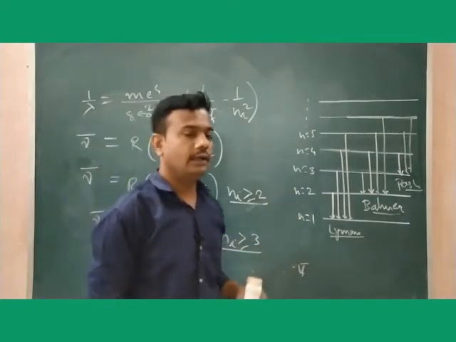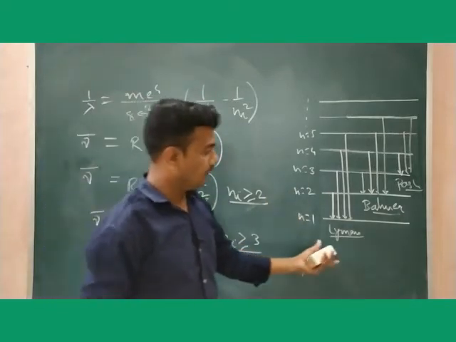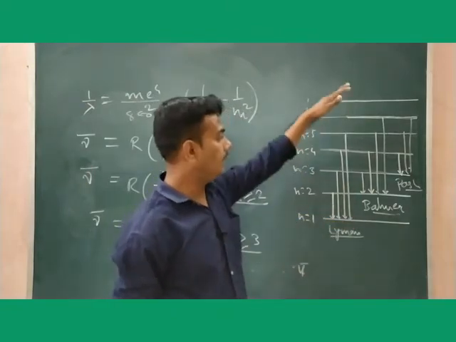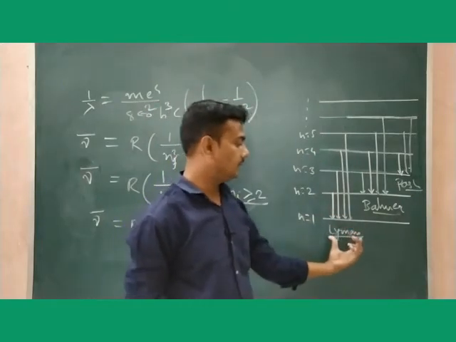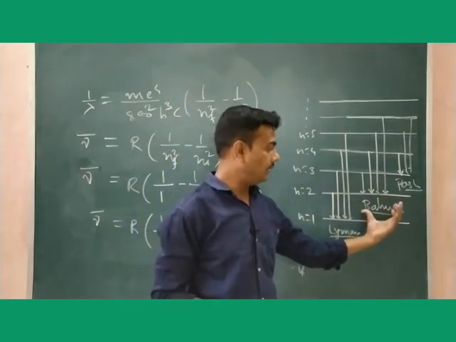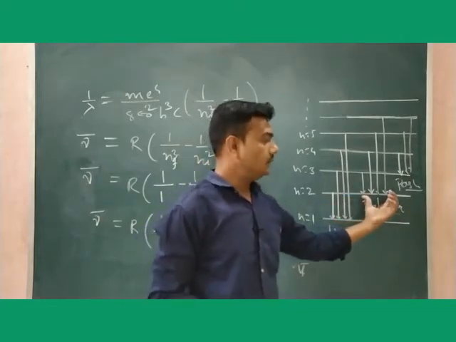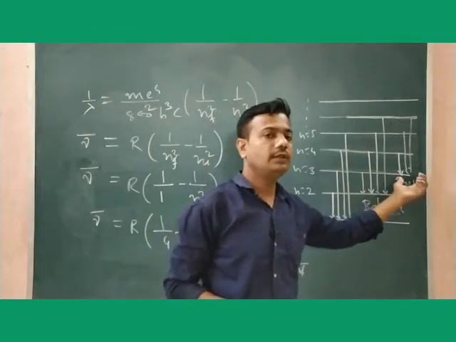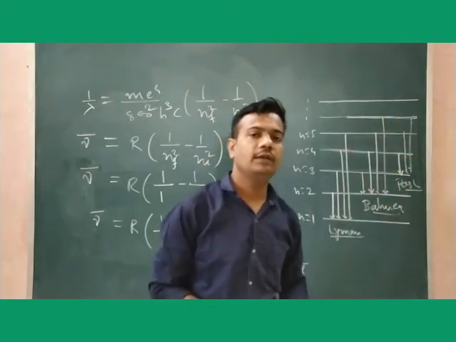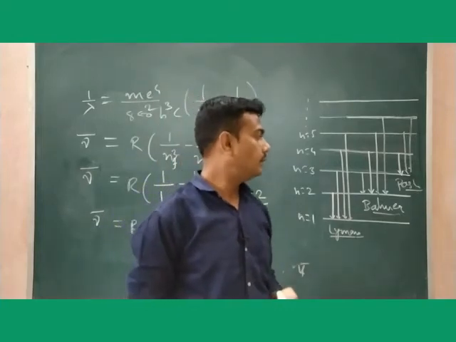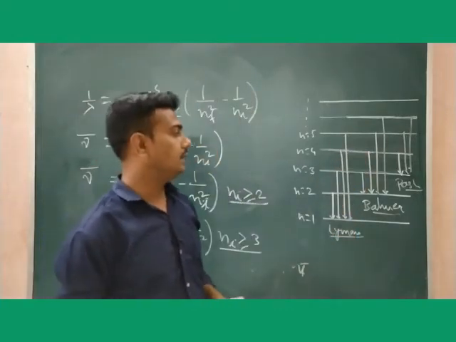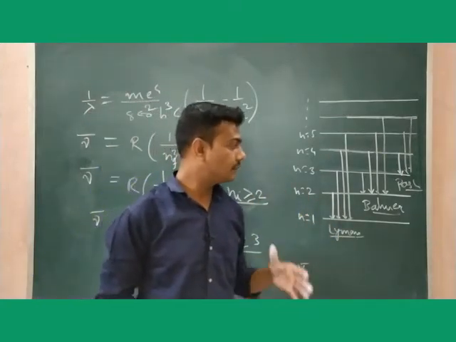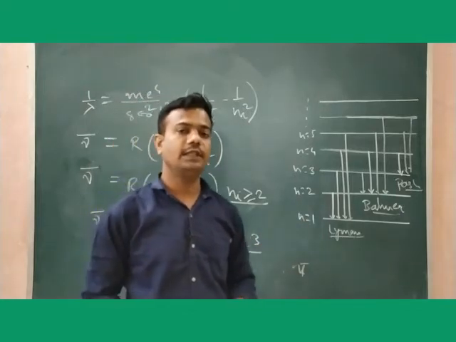The lines emitted due to these transitions belong to different series. If any electron makes a transition to the first energy level from any higher energy level, that series is known as the Lyman series. If an electron makes a transition to the n is equal to second level, that is called the Balmer series, n is equal to third is Paschen, n is equal to 4 is Brackett, and so on. So we get different series corresponding to different transitions. In this way we get the spectral lines, the different series, in the case of the hydrogen atom.